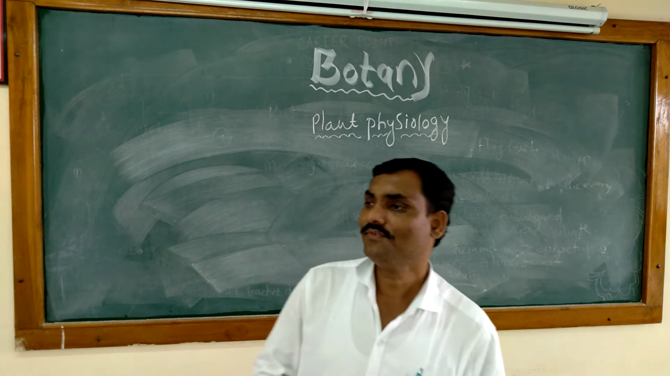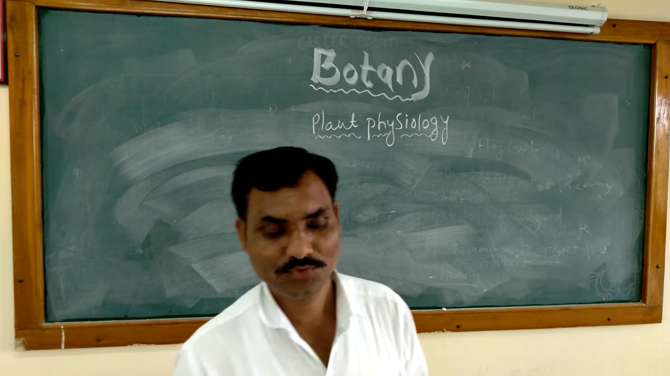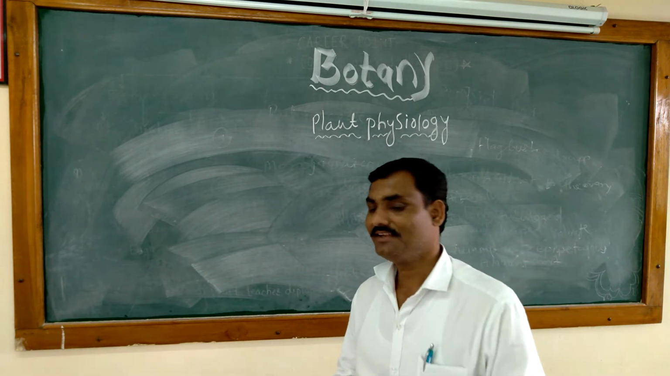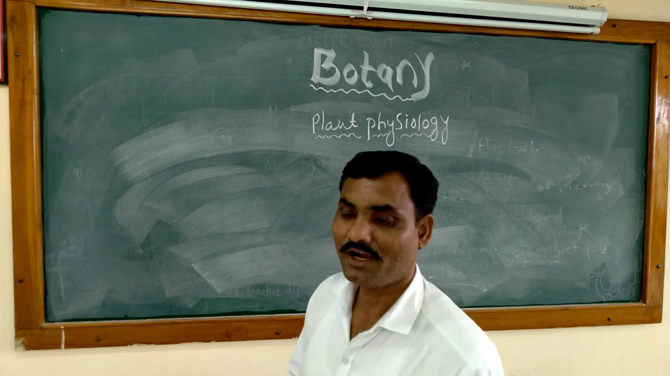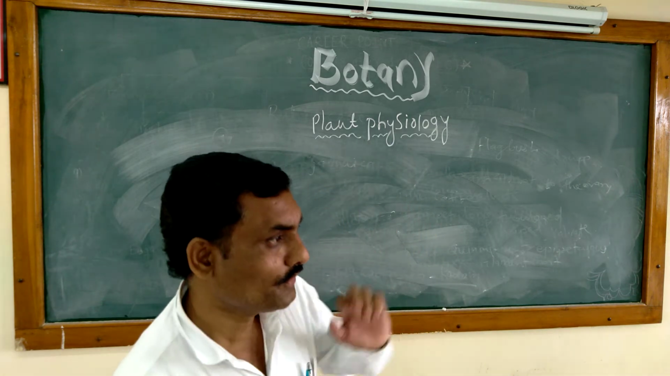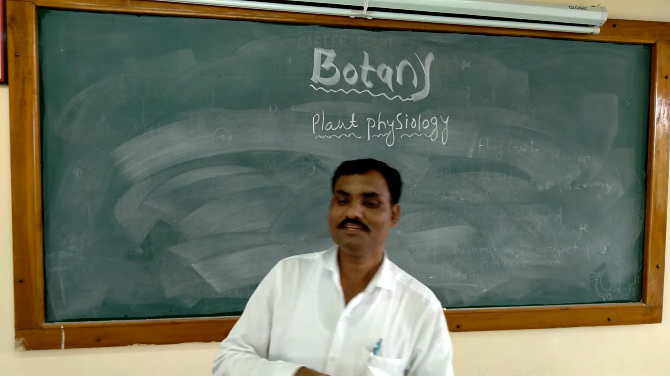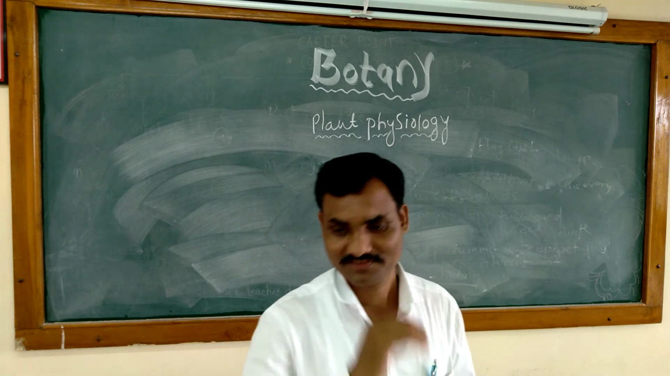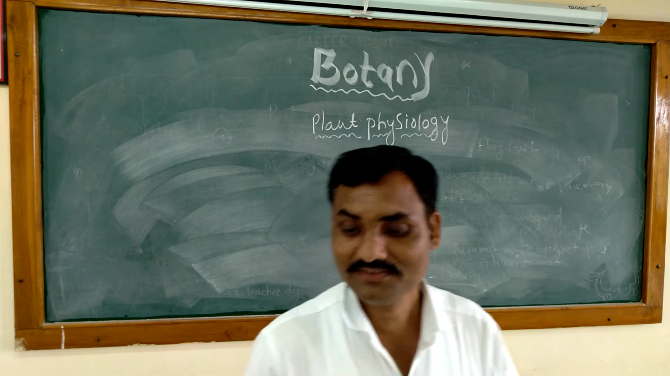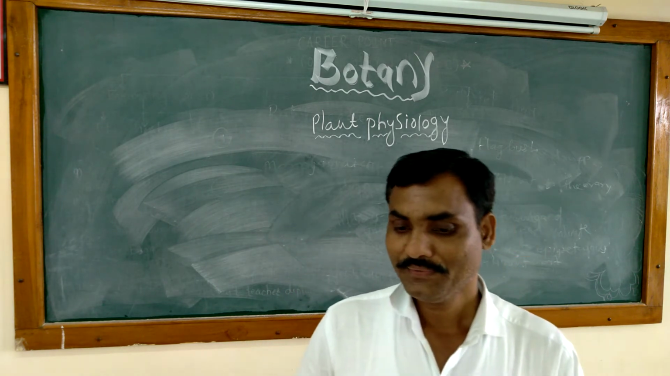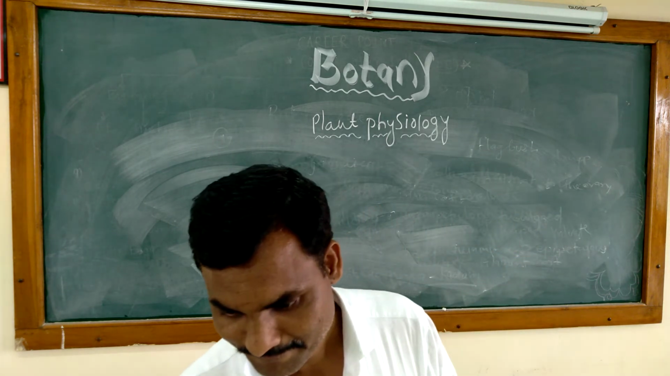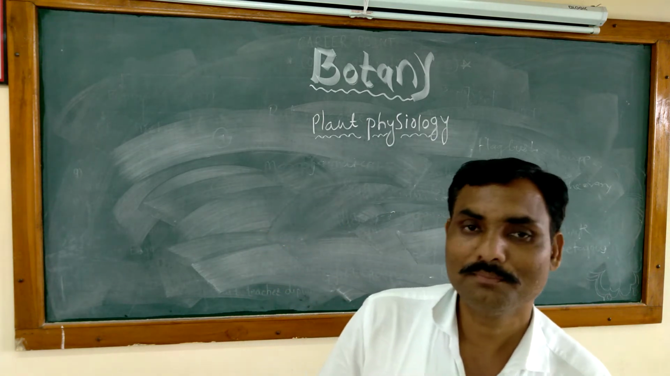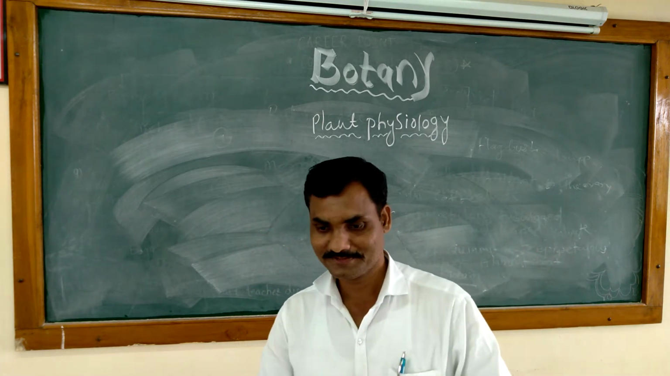Then, what is the actual definition of plant physiology? Different scientists and physiologists have defined physiology in different ways. The first definition is that it is a branch of plant science in which various life processes and metabolic activities of plants are studied in detail.